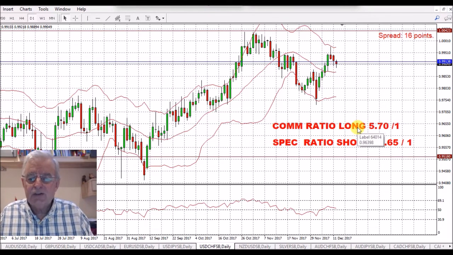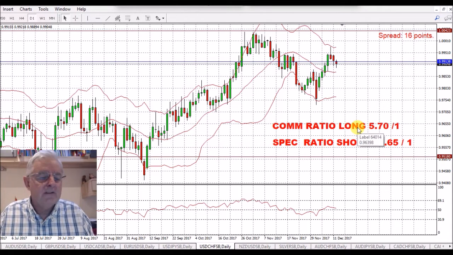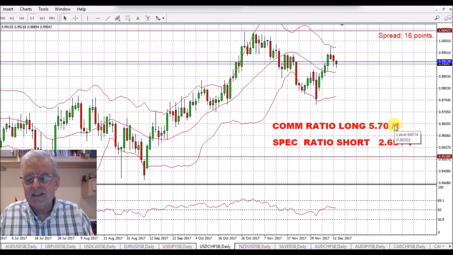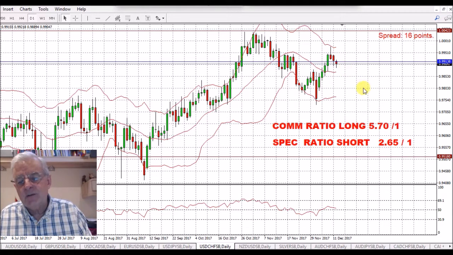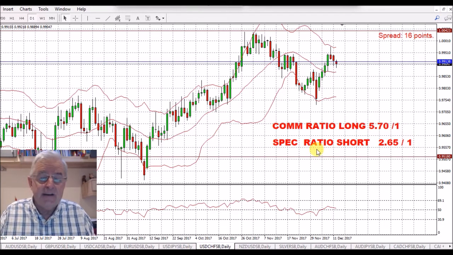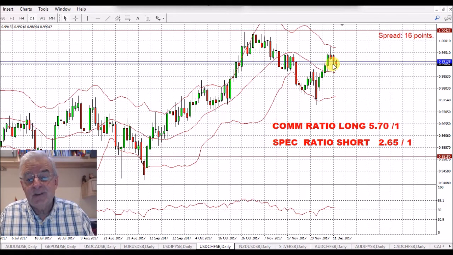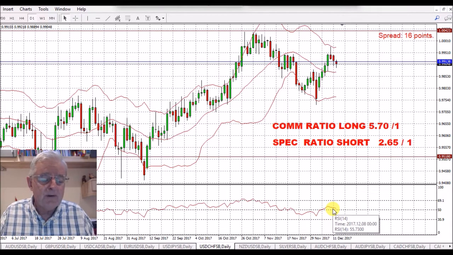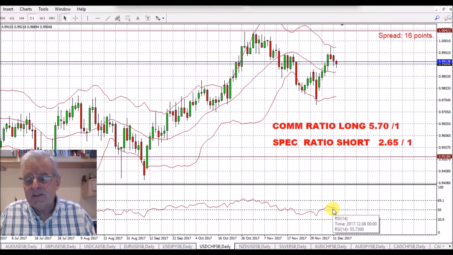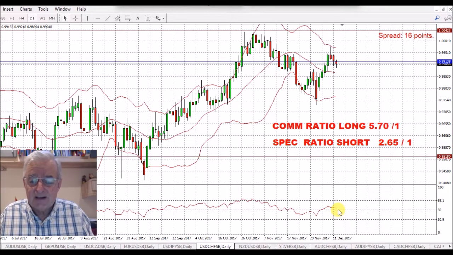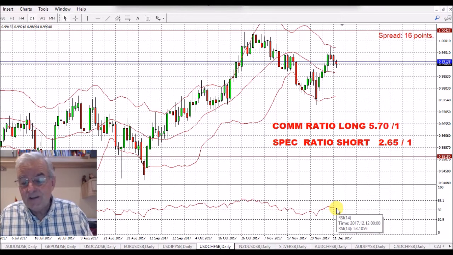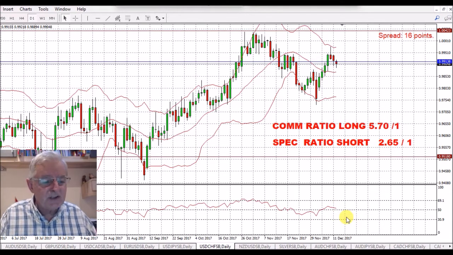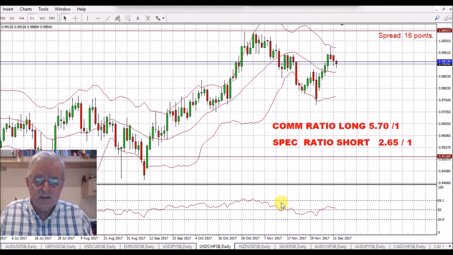We have a commercial long ratio for the Swiss franc of 5.7 to 1. So that's short for the pair. So I'm expecting quite a nice move down for this. I expect this downward trend for this pair to continue for some months. We have quite an extreme on the commitment of traders for the Swiss franc, and I would like to see the RSI come below the 50 just to confirm the short move.